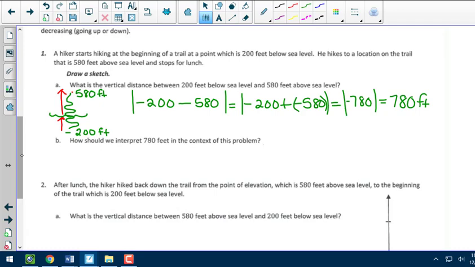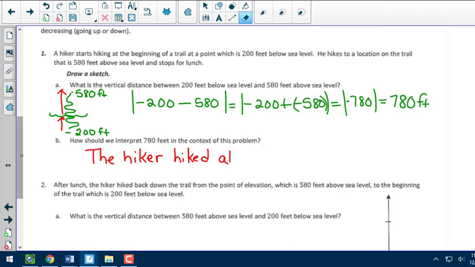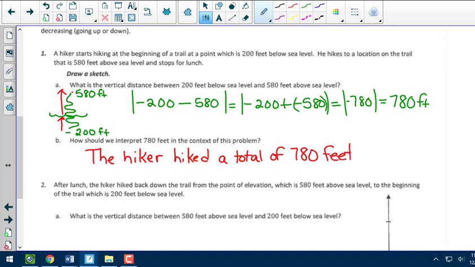How should we interpret that 780 feet in context of the problem? Well, the hiker traveled. He didn't go a positive or a negative. The hiker traveled, or hiked, a total of 780 feet. Or the hiker's hike was 780 feet in the context of the problem. You have to say something about the hiker.